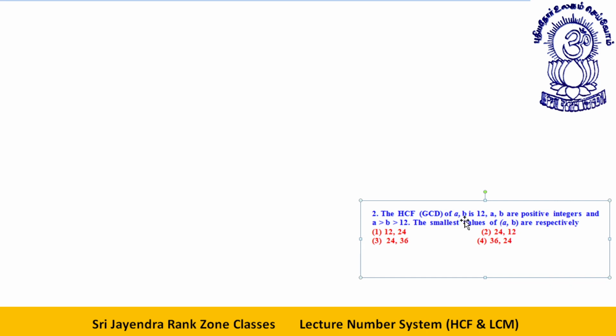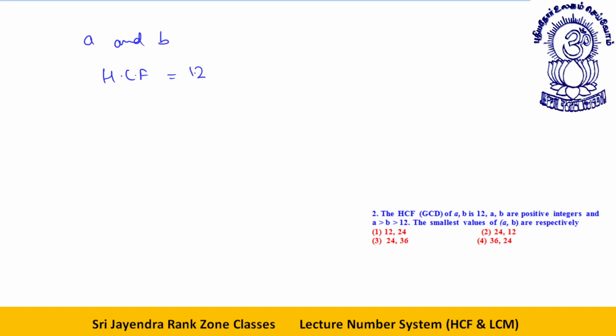The HCF of A, B is 12. A and B are positive integers, and A greater than B greater than 12. The smallest value of A, B are respectively C. First of all, A and B, their HCF 12 is the smallest number which divides A and B. Now think, the smallest value of A, B are respectively.